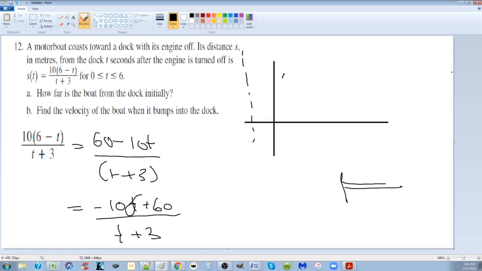What's the rule of powers for rational curves when they match? Well, you divide their coefficients, which means I got a horizontal asymptote right here at y equals minus 10. And that tells me I'm dealing with a curve that's going to go like that. Now notice that it hits the dock with some speed, and they want to know the rate of change when it hits the dock, and that's going to be at t equals 6 seconds.